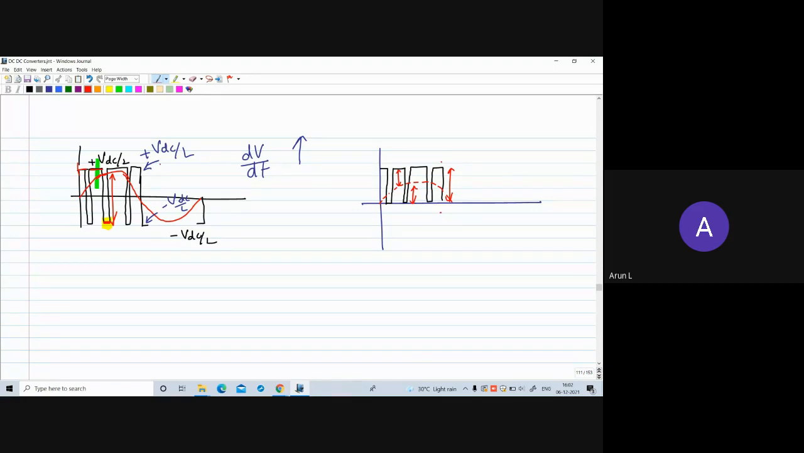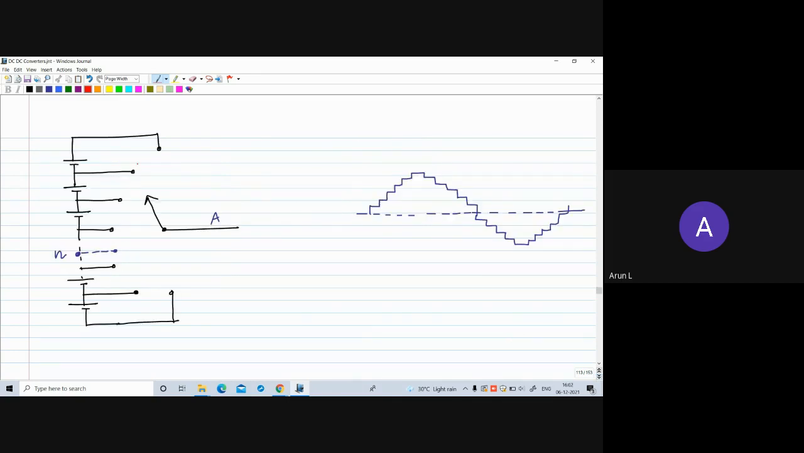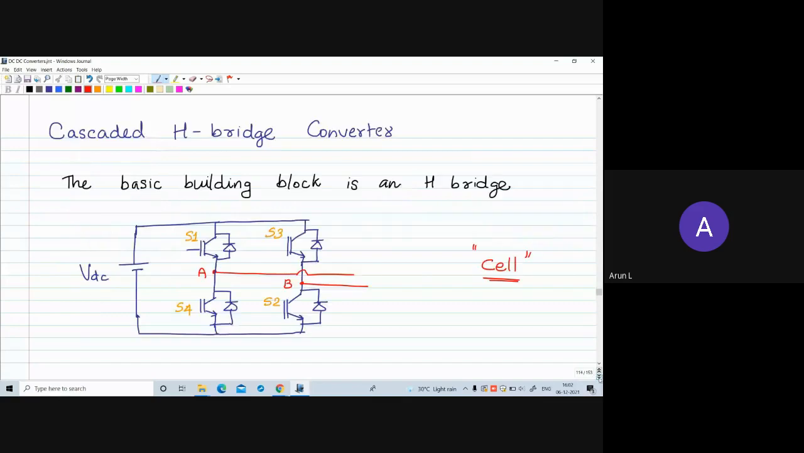Previously, we were jumping from VDC by 2 to minus VDC by 2. So the harmonics will be reduced, and at the same time dV by dt will be reduced. That is the main attraction of going for higher levels in the converter. So if you can introduce many points like this, you will get a staircase like waveform, and this will be more close to your sine wave if you have a large number of levels. So that is the principle of multi-level converters.